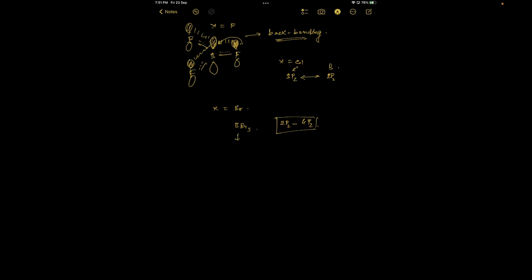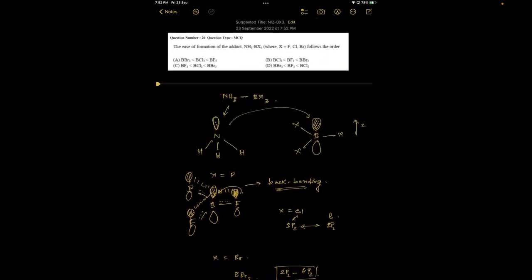So in BBr3 case, the boron has the most empty 2pz orbital, right? Because the bromine electron cannot donate its electron to the empty boron 2pz orbital. So the lone pair of the nitrogen can donate its electron easily to the empty 2pz orbital of the boron. So that's why the NH3 BBr3 adduct will form easily, then the NH3 BCl3 adduct, then NH3 BF3 adduct. So the order will look like this: BF3 less than BCl3 less than BBr3. So option C will be the correct answer in this case.